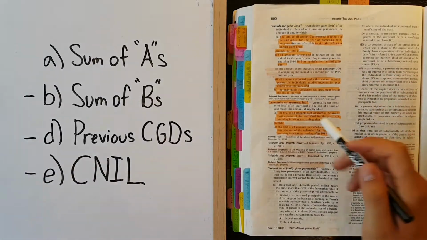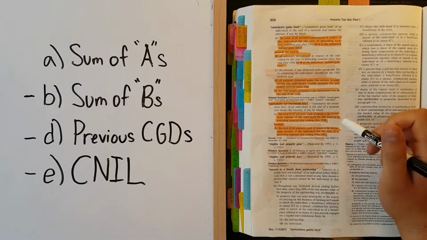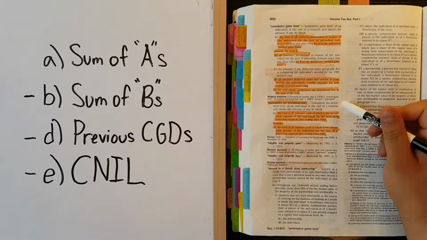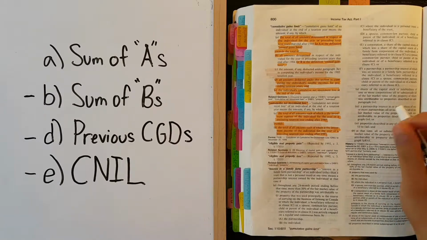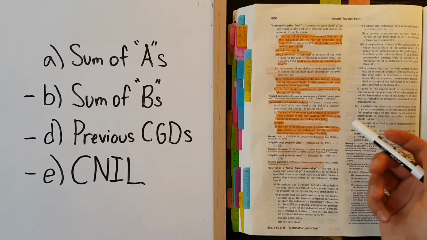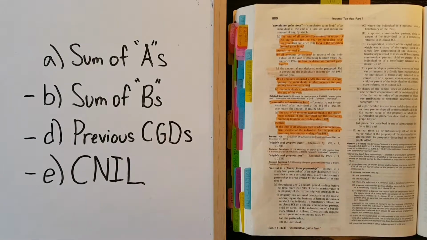So the cumulative net investment loss is also defined in this section. And what it is is the sum of all the individual's investment expenses minus their investment income. And this is for the period from 1988 to whatever the current year is, because the legislation only came in 1987. The cumulative net investment loss includes things like net interest losses, net rental losses, that sort of thing.